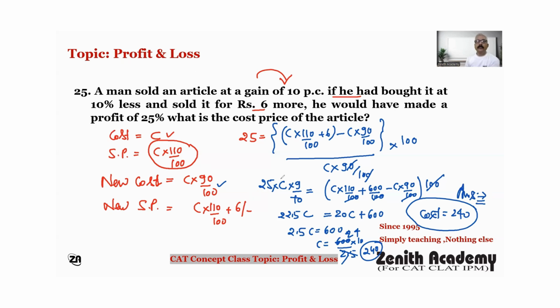Okay. So look here. The cost was C. Then 10% gain means the selling price is 110% of the cost. If he had bought it 10% less, मतलब अगर ये cost 10% से खुद सस्ती मिलती तो cost क्या होती? 90% of this cost. And sold it ₹6 more, जो पुराना वाला सेलिंग प्राइस था उसमें ₹6 बढ़ा के अगर बेच रहे हैं तो उससे 25% का प्रॉफिट हो जा रहा था.